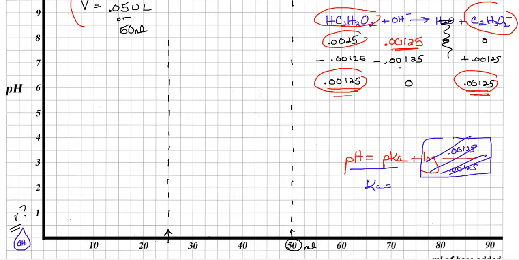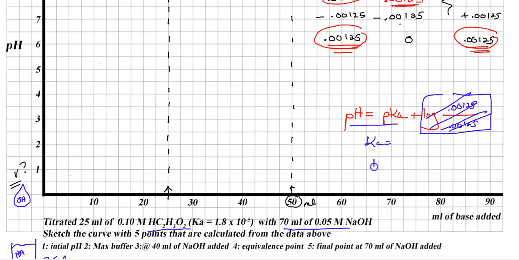Well, it was given to you. It's 1.8 times 10 to the negative 5. So you're going to take that Ka and do a negative log. When you do the negative log of that Ka, you get a pKa of 4.7. So the pH equals 4.7.